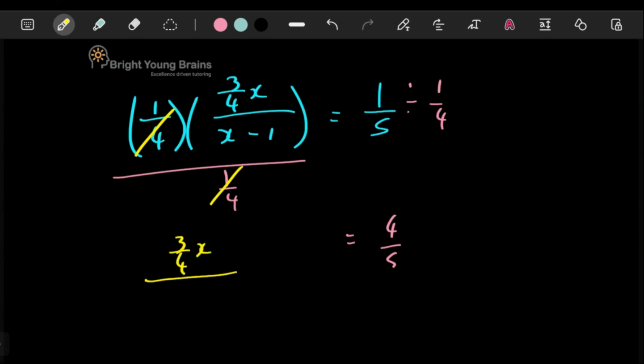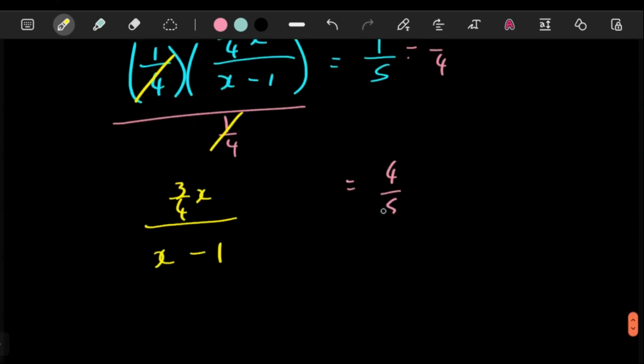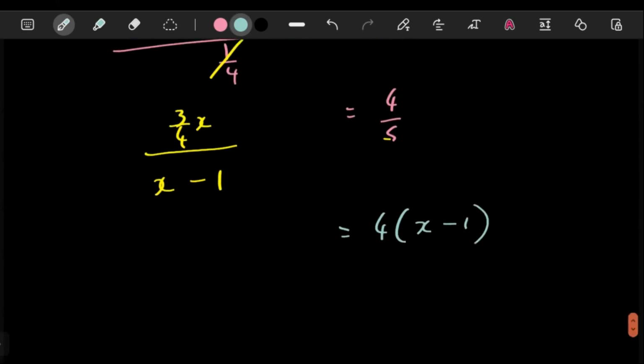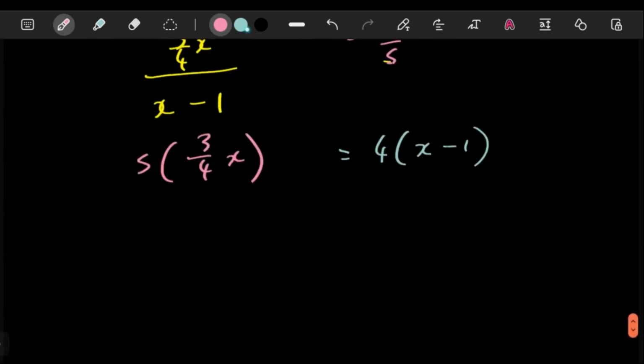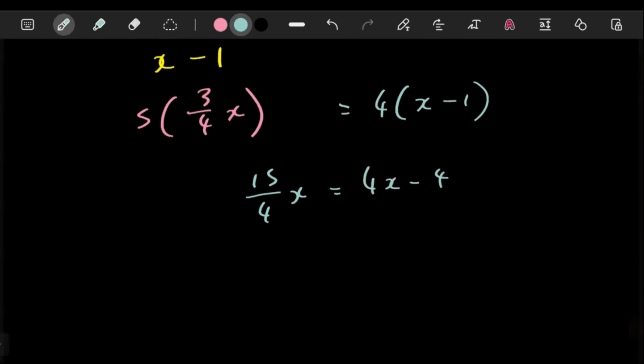And then we have here x minus 1. Since we're dealing with a fraction, we might as well cross multiply. The denominator times the top is going to be 4 times x minus 1. And the denominator here times the top is going to be 5 multiplied by 3 over 4x. So if you multiply inside, you're going to have 15 over 4x. Here, you're going to have 4x minus 4.